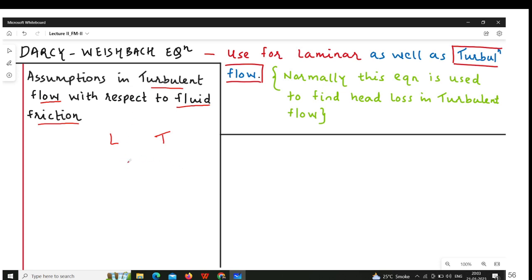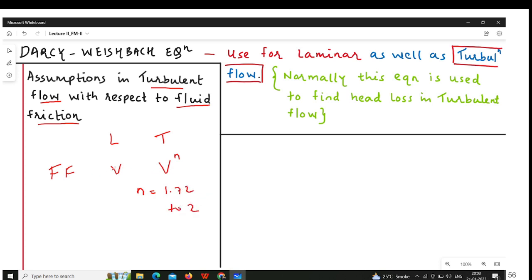So one thing we need to note: the fluid friction is directly proportional to velocity in case of laminar flow, but in case of turbulent flow it is proportional to v raised to n, where v is the velocity of the flow and n can vary from 1.72 to 2.